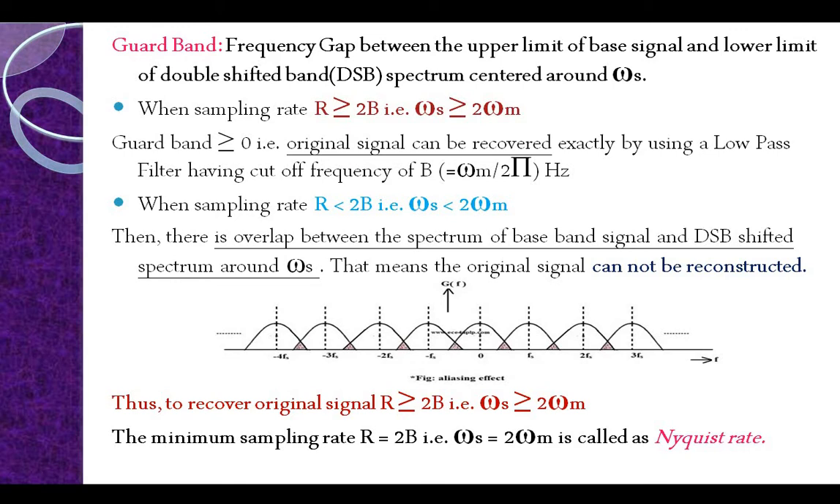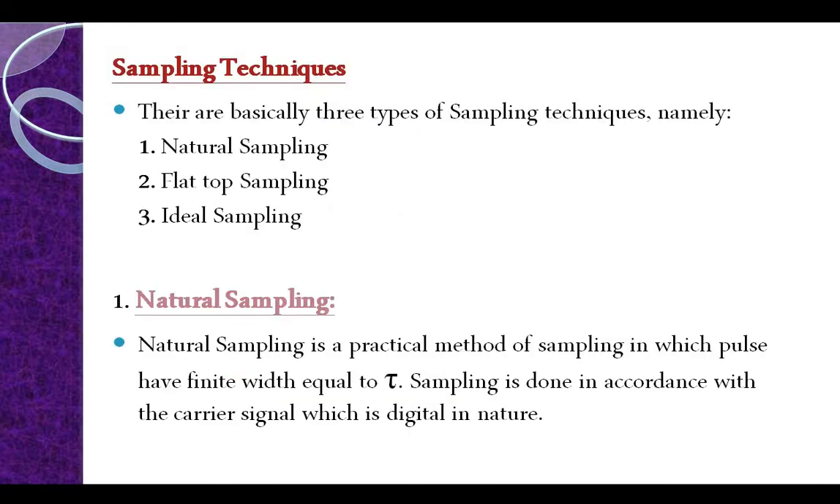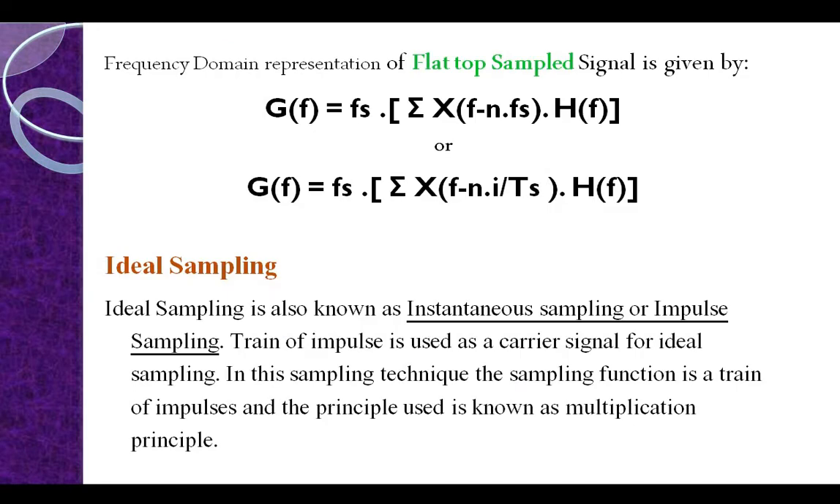Now, very importantly, we have the sampling techniques. Sampling techniques are of 3 types. Very important, you will compulsorily get a question on this, very easy. You have 3 types: natural sampling, flat top sampling and ideal sampling. First we should go for ideal sampling, but I have written natural sampling; either one is okay. I'll first tell you about ideal sampling, then we'll go for natural and flat top.